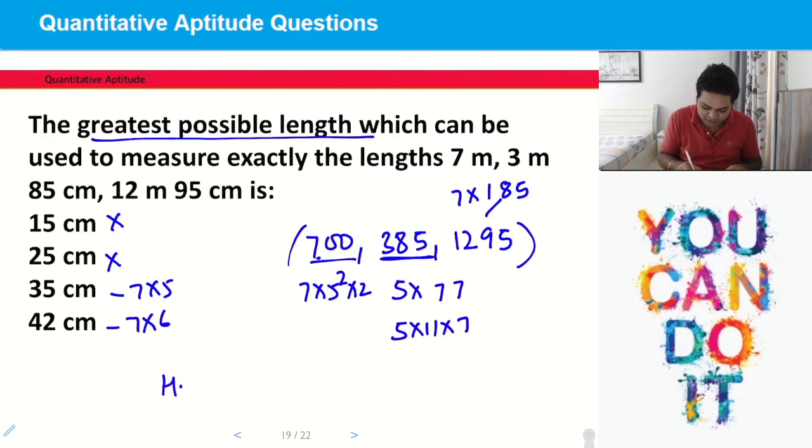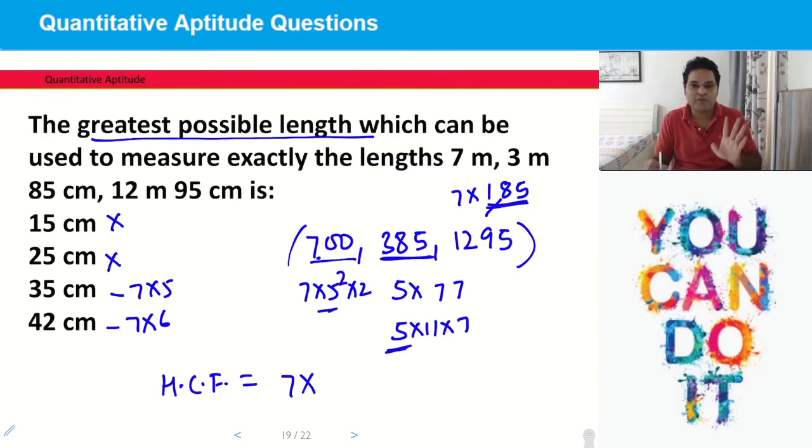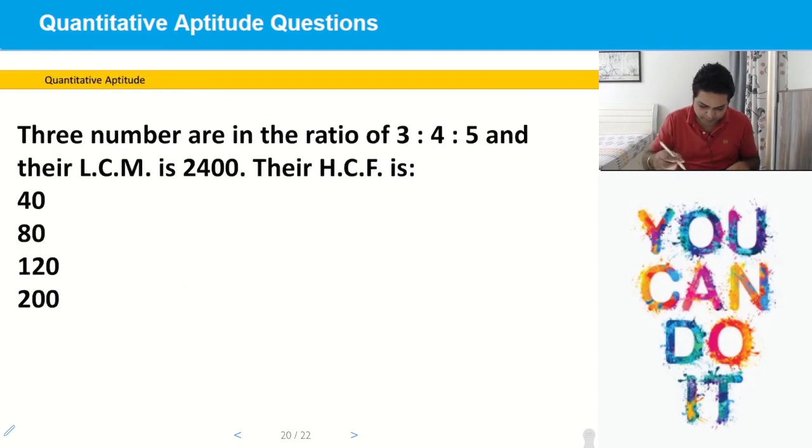So HCF will be equal to 7 into something. Now 7 has to be there, so we cannot have 15 and 25. Now if you see, 5 is here and 5 is also here. Here also 185 will give us at least one 5, so we'll also have one 5. So this eliminates 42. So the answer is 35 centimeter.